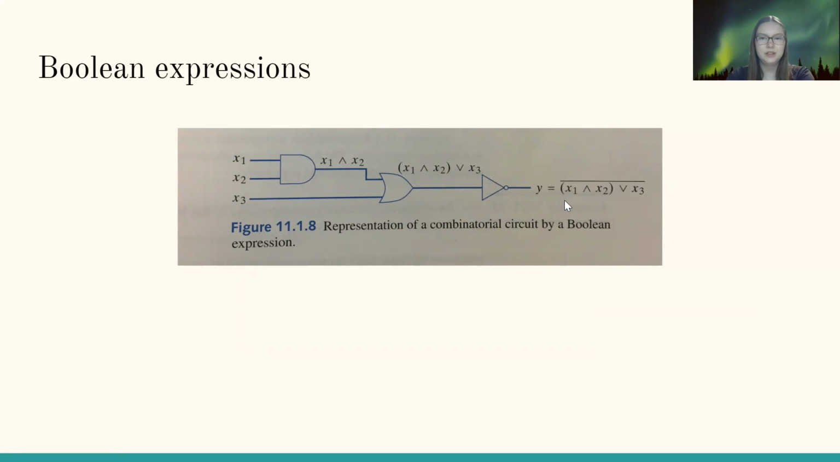To plug our numbers into this, we have to know the order of operations, which the book didn't go into too much detail on, but they did say that parentheses come first, like respect the parentheses, and also that AND is evaluated before OR. So yeah.